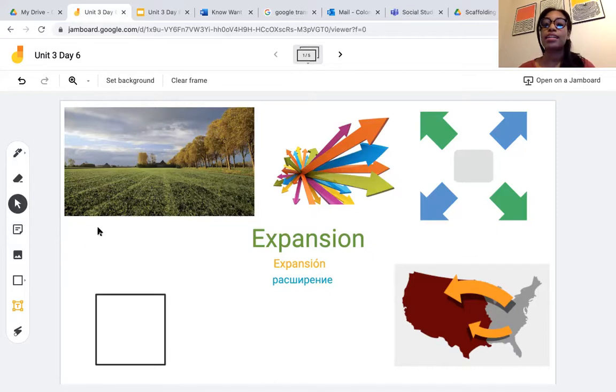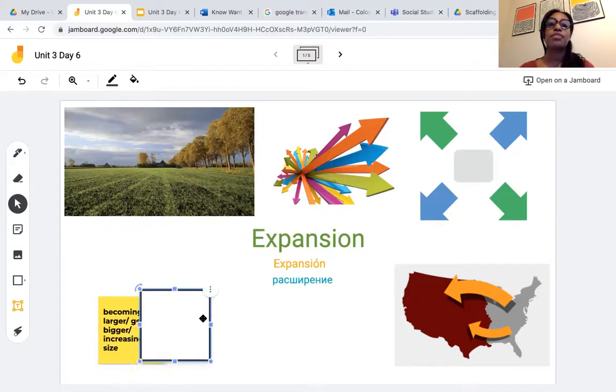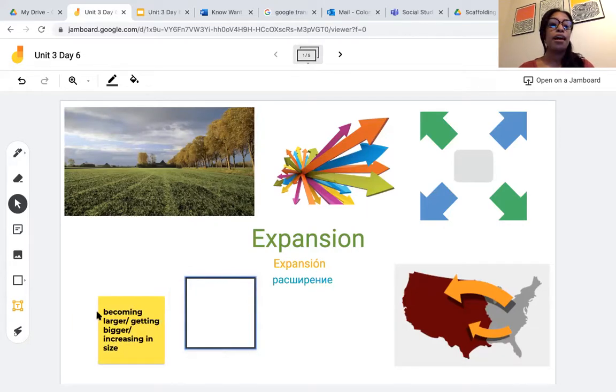They can write it in English, in their home language, and they can also include other visuals that remind them of it, right? And here we have translations of the word. Maybe the students know it in their home language and they already know what this is. So that's definitely something that you can incorporate. And expansion means becoming larger, getting bigger, or increasing in size, right? And we're really talking about land here. You want to make sure that when you create these interactive glossaries, with concepts or terms relevant to the lesson, the images are purposeful.